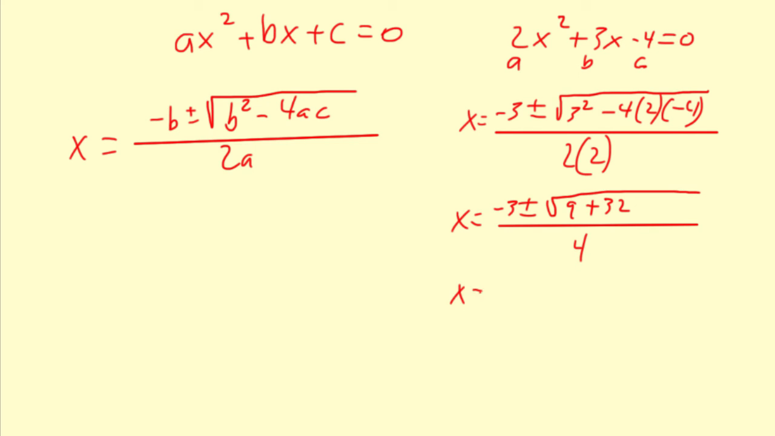Keep simplifying. X equals negative 3 plus or minus square root of 9 plus 32 is 41, and that's all over 4. Now there isn't really a whole lot more simplifying you can do here. You can't simplify square root 41 any further. So really this is it. And if you wanted to separate it, you could, but you don't have to. You could write it as x equals negative 3/4 plus or minus square root of 41/4. You can write it like that. That's fine. Okay, so that's the big picture for this lesson, the quadratic formula.